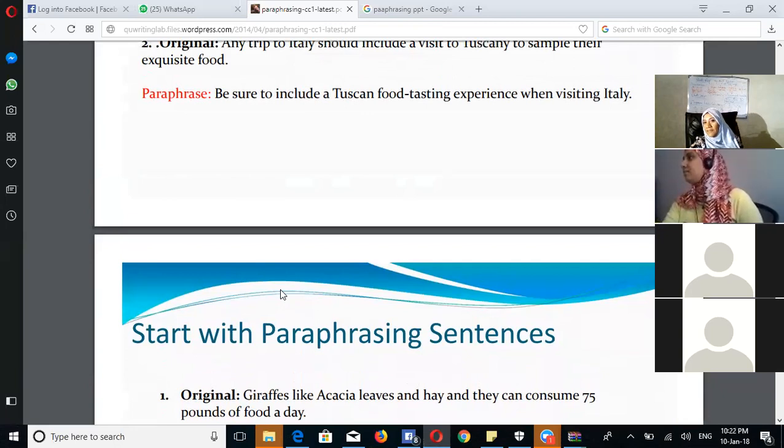Acacia leaves and hay are liked by giraffes, which use 75 pounds daily. What about eat? Consume here means eat. What is use? They don't use it. I use my mobile; do I eat it? No. Can I say, I just felt that eat is a poor word. No, it's not poor. Can I say acacia leaves and hay make up 75% of consumed food per day for giraffes? Consumed food. Very good. That's an interesting one. This is an outstanding one.